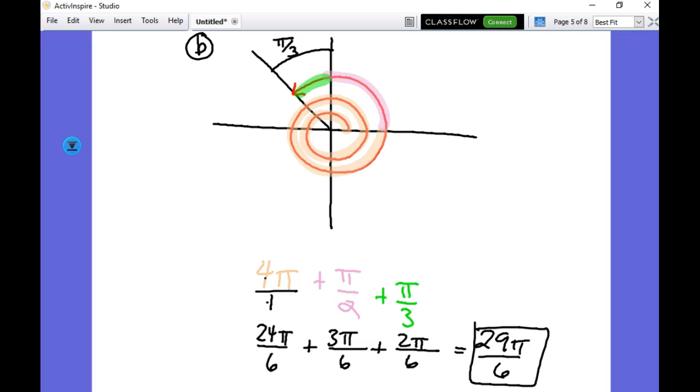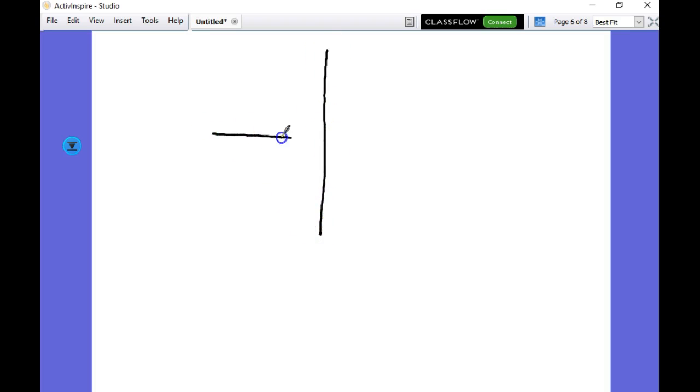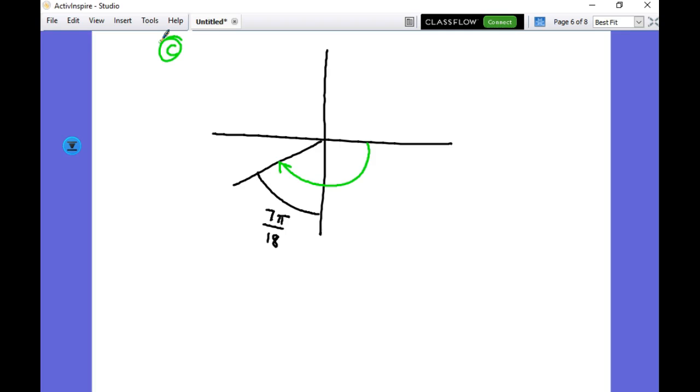You ready? All right, next one. We're going to call that 7 pi over 18. And we're going like this. All right. Yeah, well, it's C, actually. We're still on example 1.